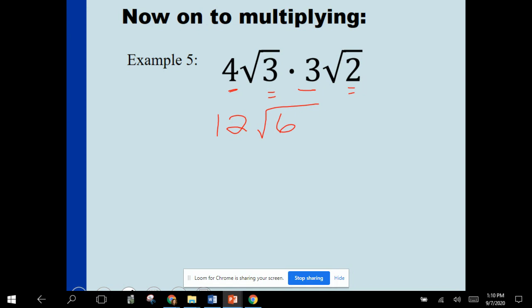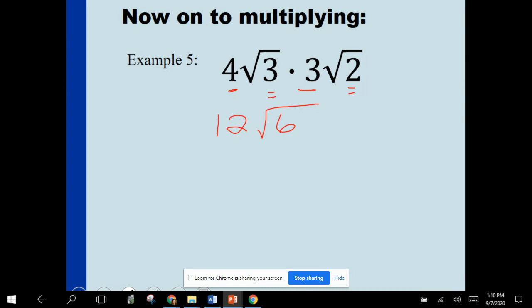I've done the multiplying. Now the last thing I want to do is make sure that it can't be simplified, because if it can be simplified, you need to do that. So when I look at 6, I know that 6 only has the factors 1 and 6, and 2 and 3. And none of those factors are perfect squares. If I don't see a perfect square factor, then it's simplified. So that's the answer to example 5.